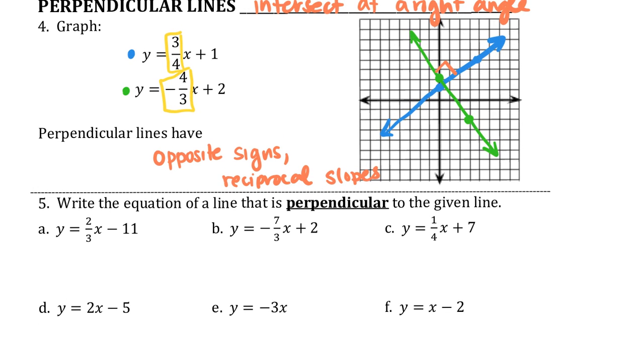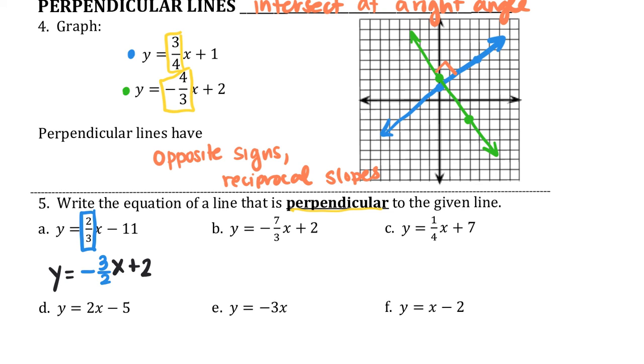Okay, so let's look at these. It just says write the equation of the line that is perpendicular. And make sure you read the directions because sometimes it says parallel, sometimes it says perpendicular. Okay, so let me look at the slope here. Since this is a positive 2 over 3, I want this to be negative. Since it's 2 over 3, I'm going to make it 3 over 2 x. Now the y-intercept doesn't matter. It just puts it somewhere on the graph. So I can put any number I want there.